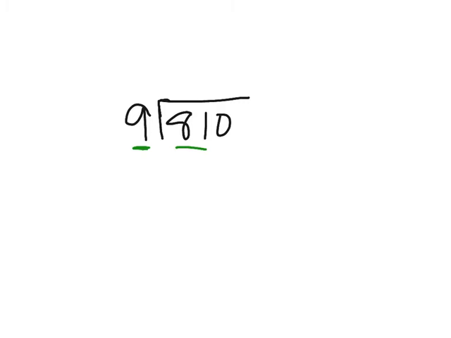So for example, 9 goes into 81 exactly 9 times, and there's none left over. So because 9 times 9 is 81, I can just stop there and just bring that 0 up. So 810 divided by 9 would just be 90.